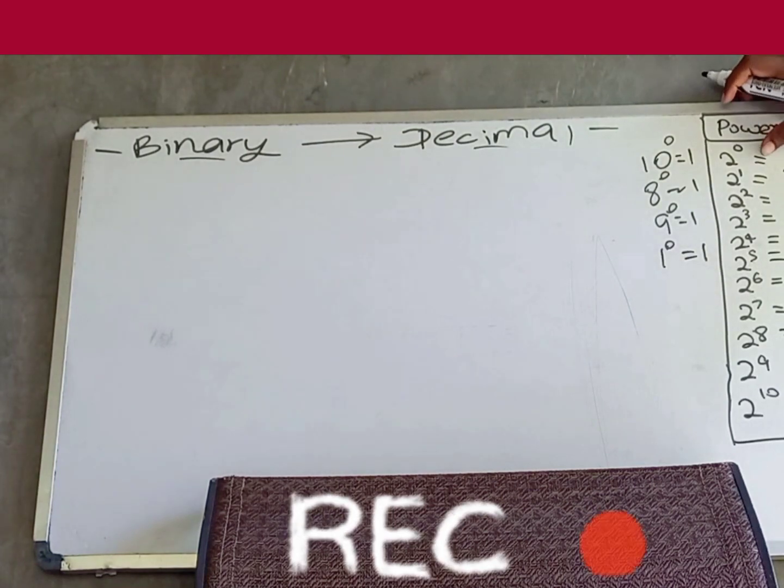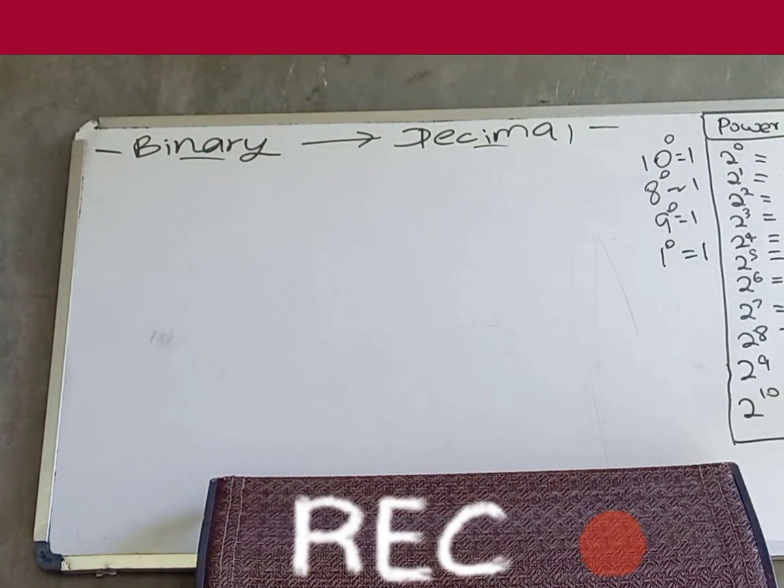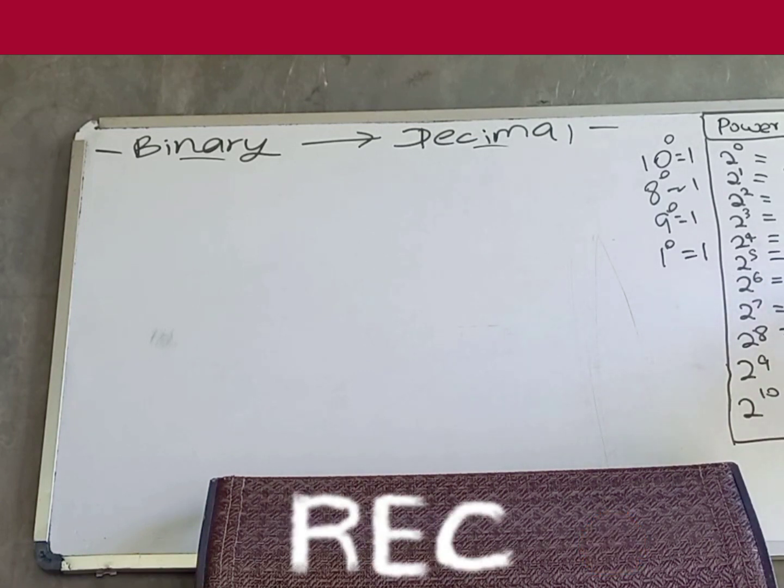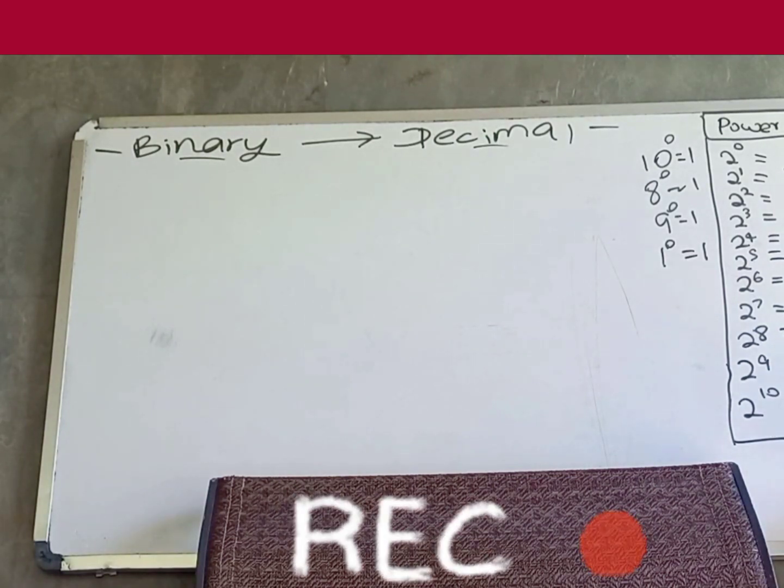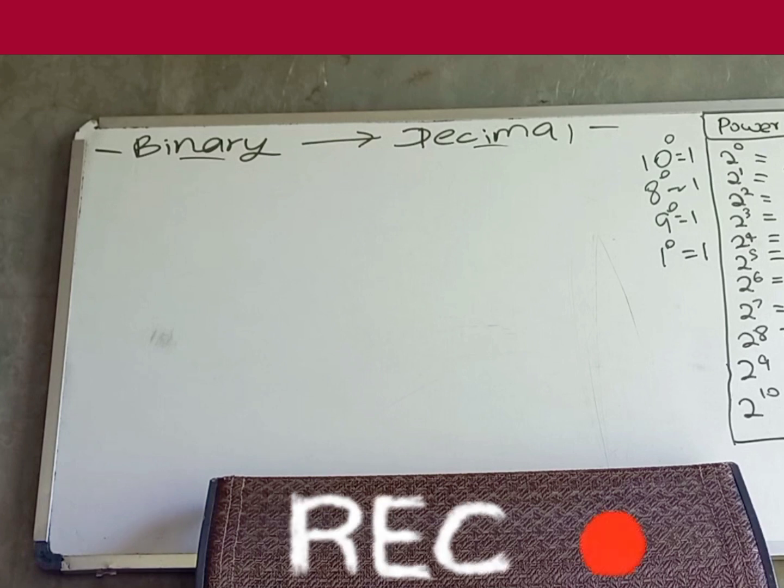So 2 to the power 0 is 1, 2 to the power 1 is 2, 2 to the power 2 is 4, 2 to the power 3 is 8, 2 to the power 4 is 16, 2 to the power 5 is 32, 2 to the power 6 is 64, 2 to the power 7 is 128, 2 to the power 8 is 256, 2 to the power 9 is 512, and 2 to the power 10 is 1024. Just like that, you only have to know until 2 to the power 10.